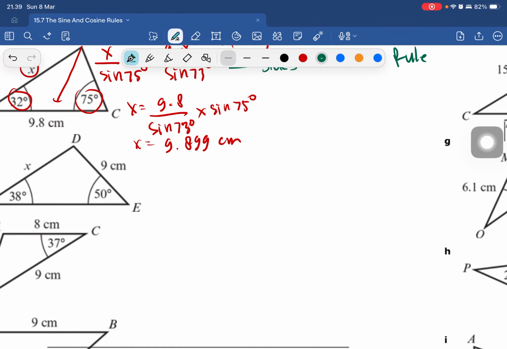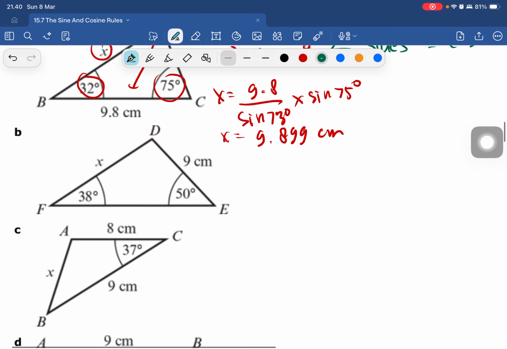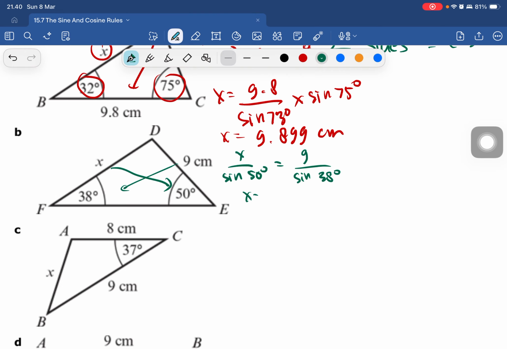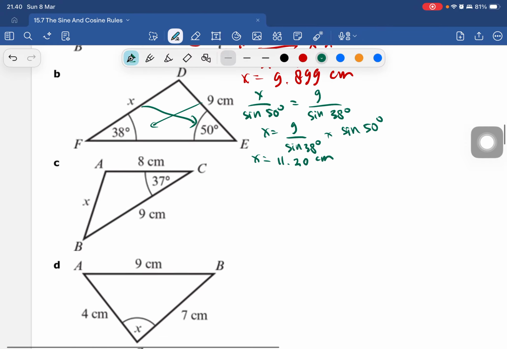Okay, part B, we have two angles here. So x over its opposite, sine 50 degrees, equals 9 over its opposite, sine 38 degrees. So x is going to be 9 over sine 38 degrees, multiplied with sine 50 degrees. Use a calculator and you will get the answer of 11.20 centimeters.